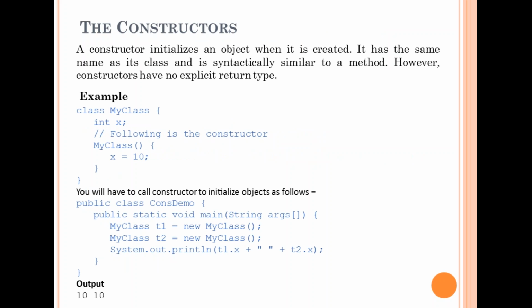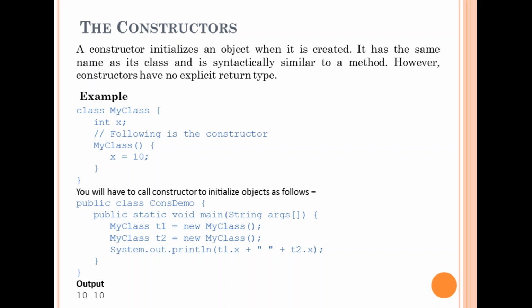The next concept is constructors. A constructor initializes an object when it is created. It has the same name as its class and is syntactically similar to a method. However, constructors have no explicit return type. Typically, you will use a constructor to give initial values to the instance variables defined by the class, or to perform any other startup procedures required to create a fully formed object.